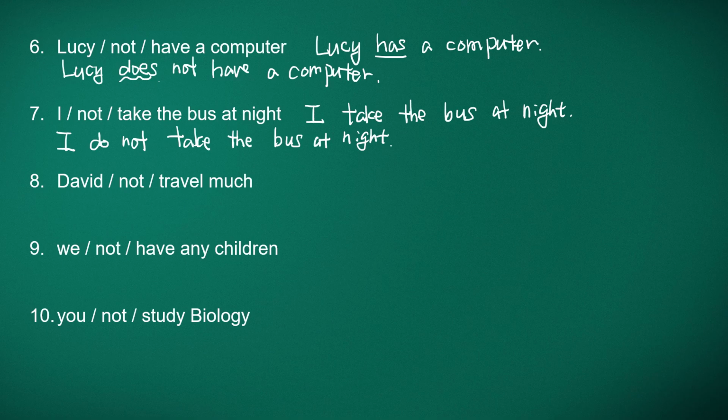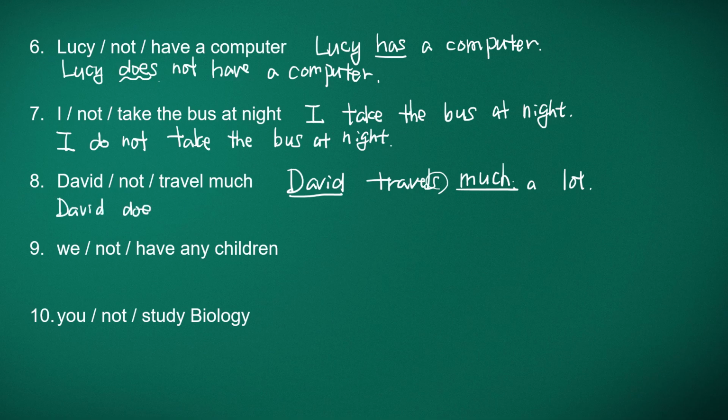And number 8, David, third person singular. David travels much, or you can say a lot. David travels a lot. Since David is the third person singular, we need an s. And then David, third person singular, uses does not. And because of this does, we don't need an s here. David does not travel much.